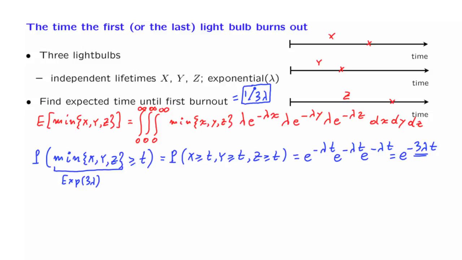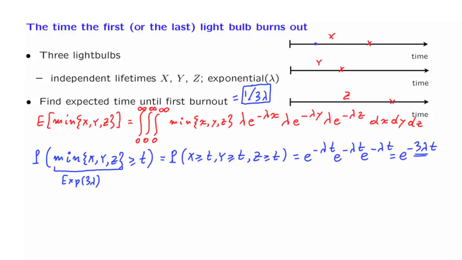Now, the fact that this is an exponential random variable, but with a different parameter, is a pretty clean fact, and so it should have a good explanation. Let us now try to think about a good explanation for this fact.